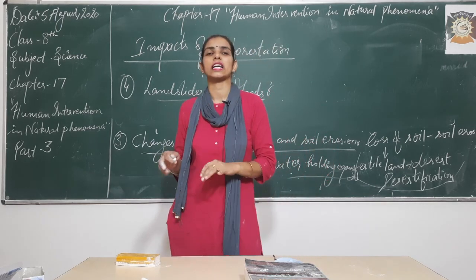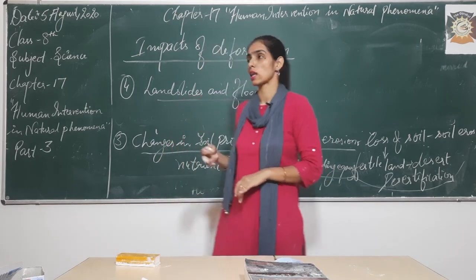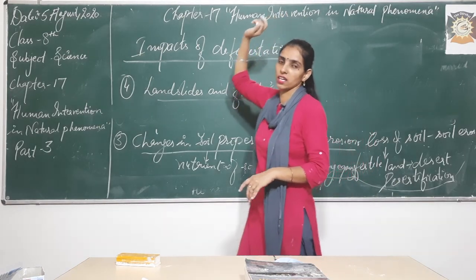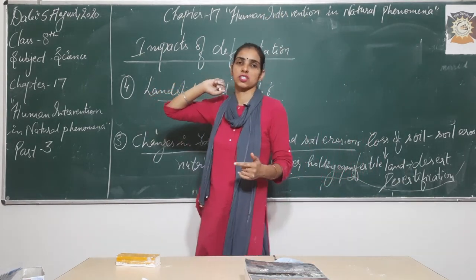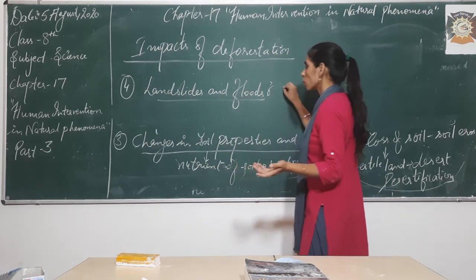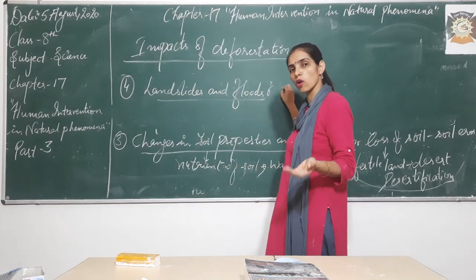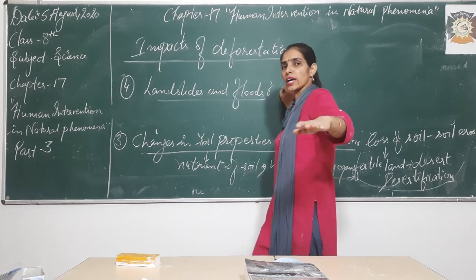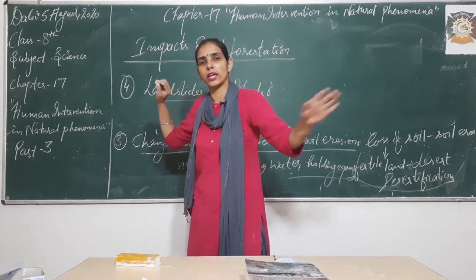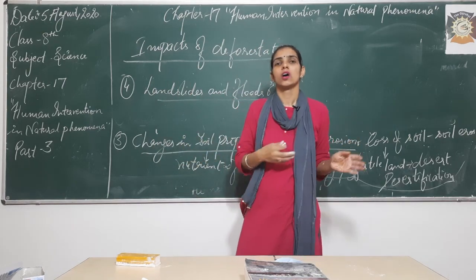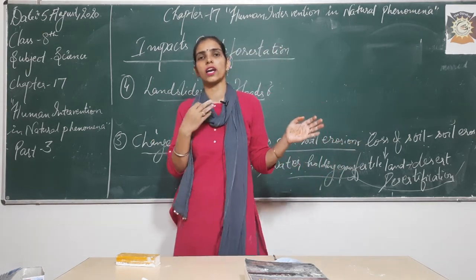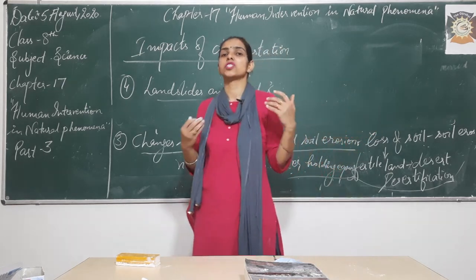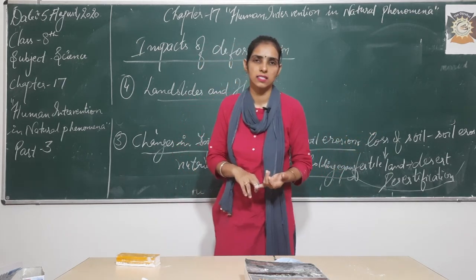So it will not lead to floods, it will not lead to landslides. But if deforestation has occurred, because of that deforestation, what will happen? No trees will be there to check the flow of water. So water will flow rapidly, okay? It will flow down the mountain slopes rapidly, wash away the soil along with it, and it will fill the water bodies rapidly, which will lead to floods, right?